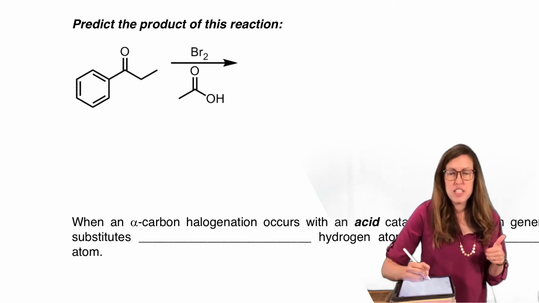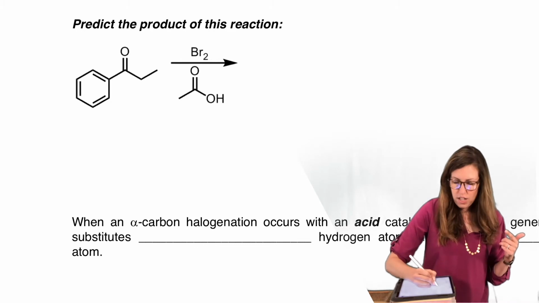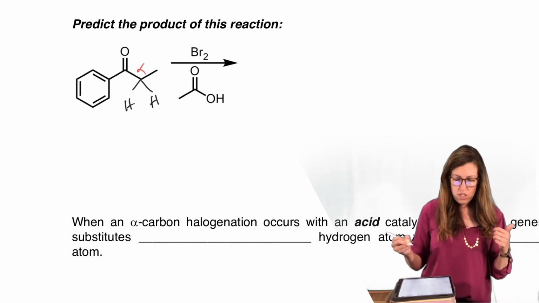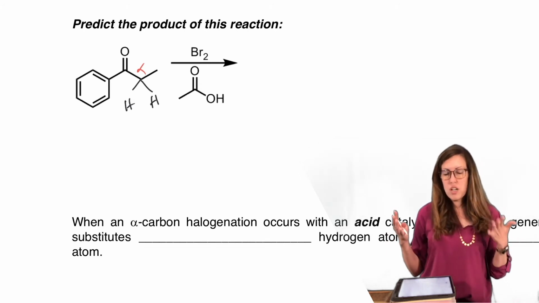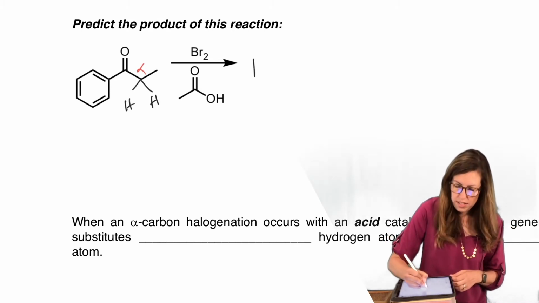Acetic acid, acidic conditions. Bromine. Here's our alpha carbon. Draw your H's. Ooh, we have more than one H this time. Okay, what are we going to do? Are we going to add one H, one Br, or two Brs? It turns out in acidic conditions, only one is added.